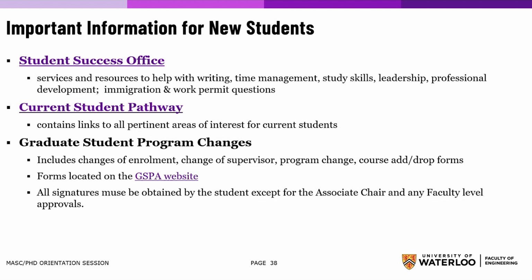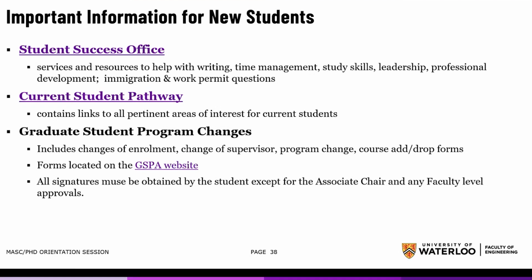So that could be your supervisor, yourself, maybe a course instructor, maybe it's your committee. Whatever, we will take care of getting the Associate Chair Grad Studies signature. We will take care of getting the faculty level signatures for you as well. But anything before that, we need you to get before you send it to us.